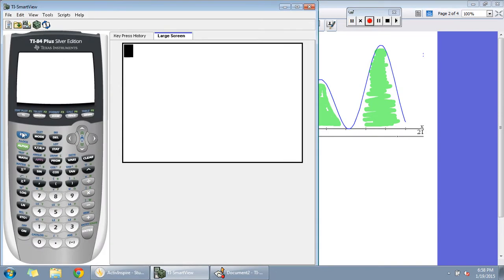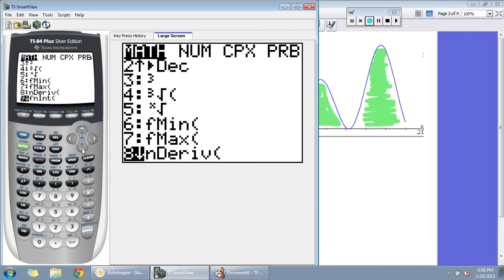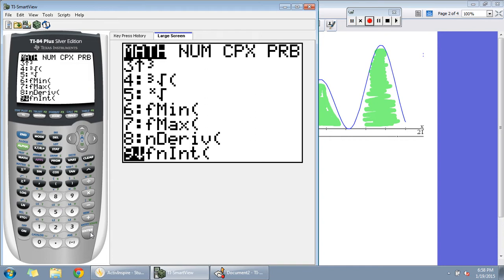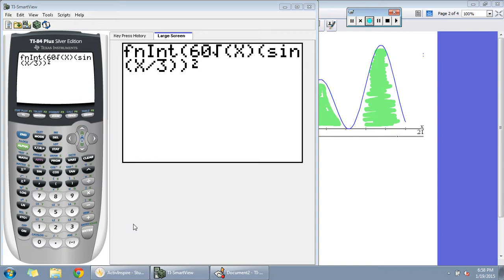So we're going to go to our 84 first, and we can go to Math, scroll down to where you see fnInt. So function and then integrate. We're going to click on that, and then we're going to type in the function. After the function, you're going to type comma x and then comma 0, your lower limit of integration, comma 18, and then close your parentheses, then press enter.